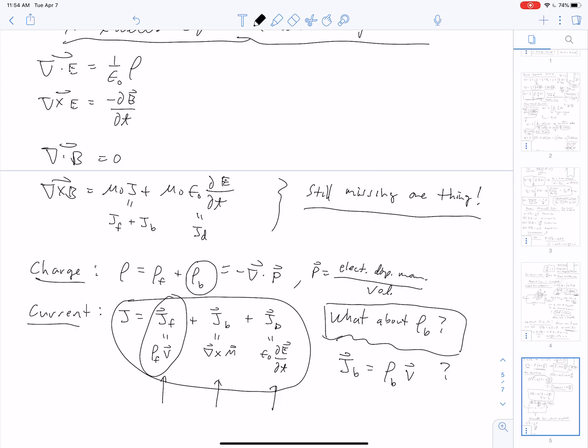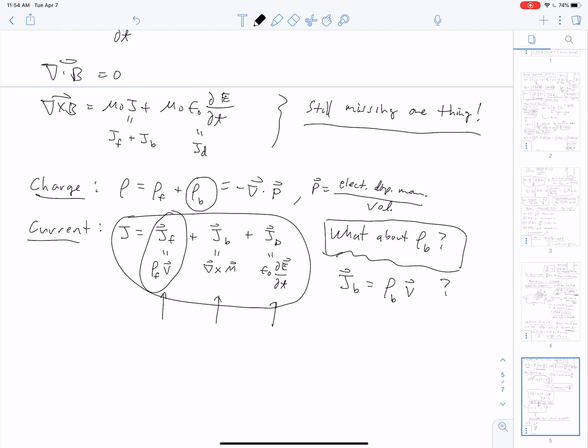Now, of course, this is problematic because the bound charge is not free; it's bound, so it can't just move with some velocity freely. There's no steady state velocity for rho b because it's bound. That's the whole point. That's what it means to be bound. You can't move. It's bound. That means it can't just be running away with some velocity.